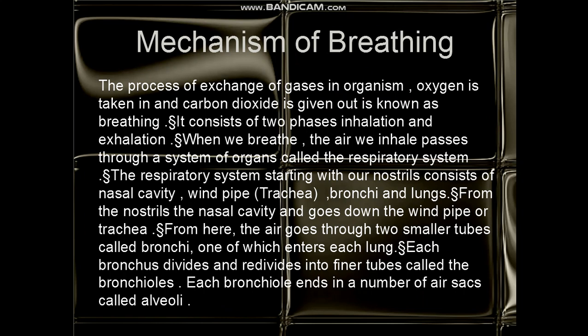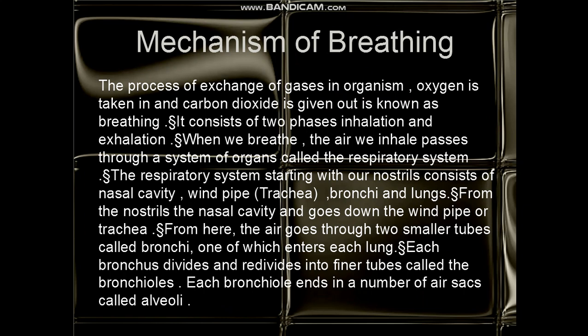The respiratory system, starting with our nostrils, consists of the nasal cavity, the windpipe, which is also known as the trachea, bronchi and lungs. From the nostrils, the air goes to the nasal cavity, and down the windpipe or trachea. From here, the air goes through two smaller tubes known as bronchi. They are the subdivision of the trachea. You will get to know when you see the diagram. One of which enters each lung.